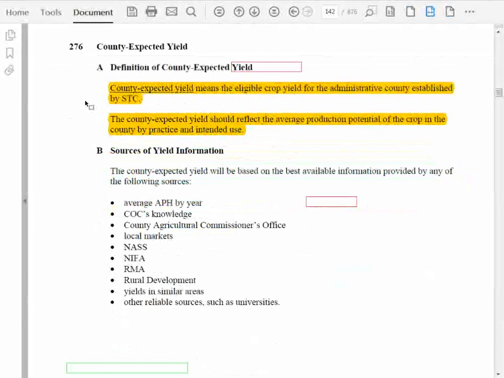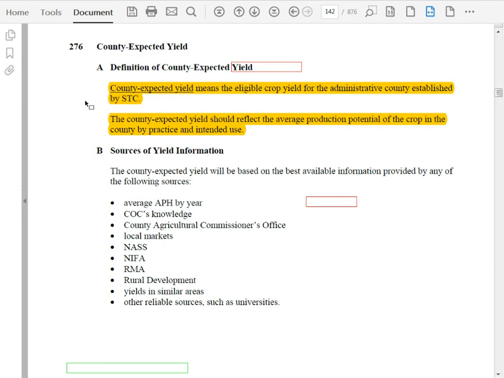One of the most important pieces of information for running the NAP program in a county is to have county expected yield data. That's sort of the benchmark that we are measuring producers' production against. That's also the basis for creating a new producer's estimated expected yield, or their APHs. The county expected yield is sometimes also referred to as the T yield.